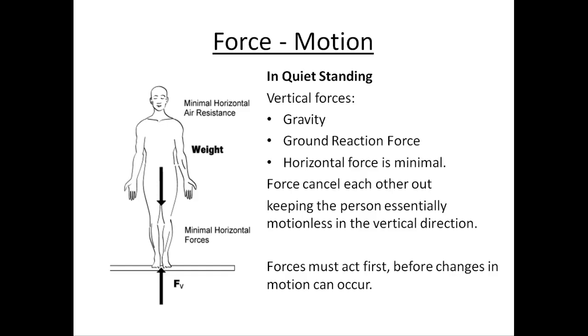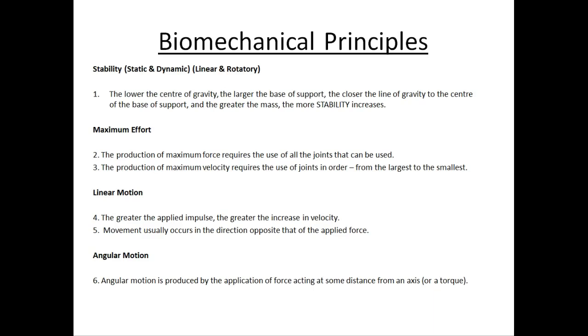So here we have an example. In quiet standing, you've got two forces really working, so gravity and ground reaction force, and your horizontal force is going to be minimal. So the two forces cancel each other out, keeping the person essentially motionless in the vertical direction. So forces must act before changes in motion can occur. I hope that makes sense. So that's quiet standing.